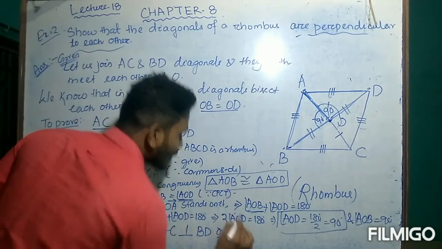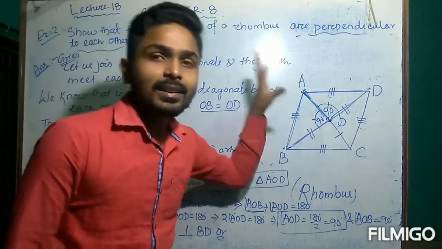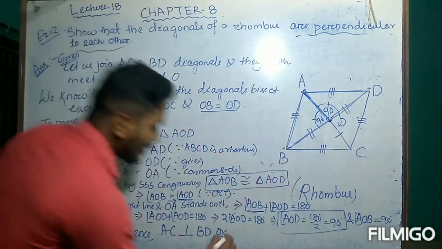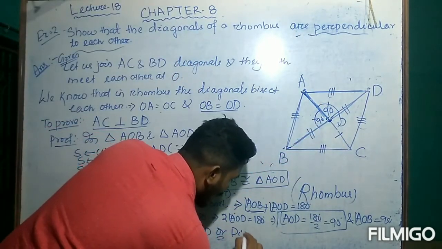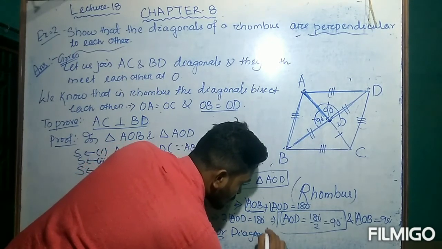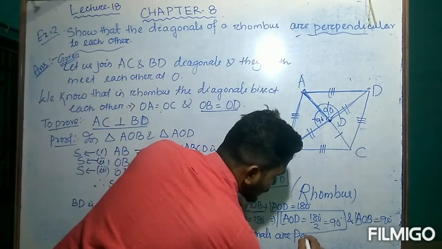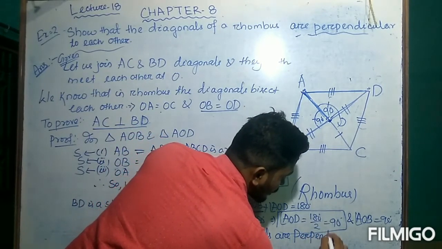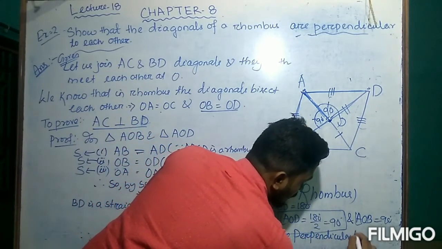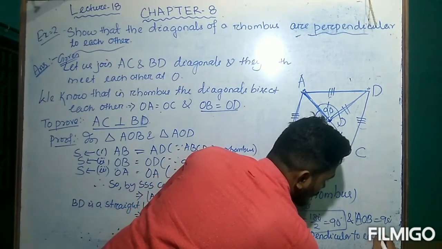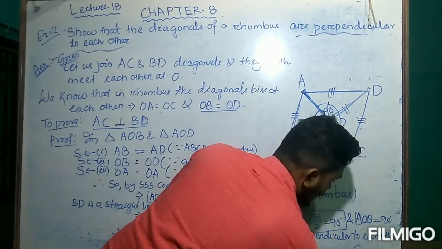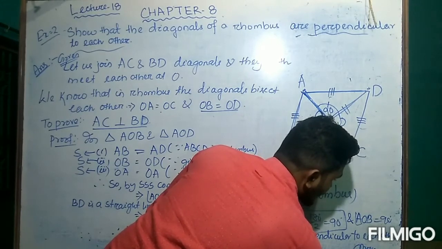Or what we can write? We can write the two diagonals are perpendicular to each other. Okay, so now we have proved it.